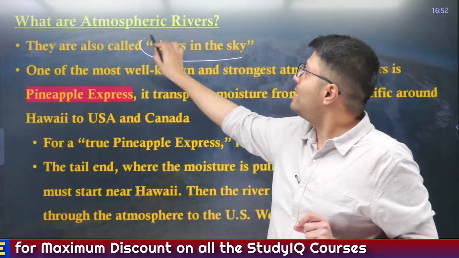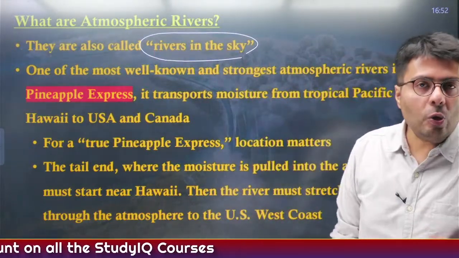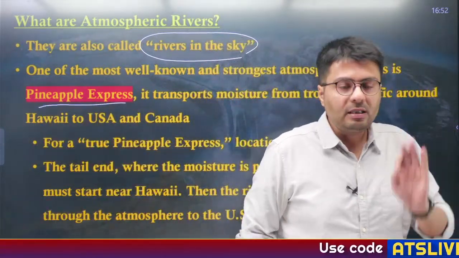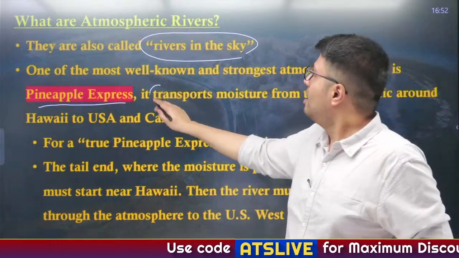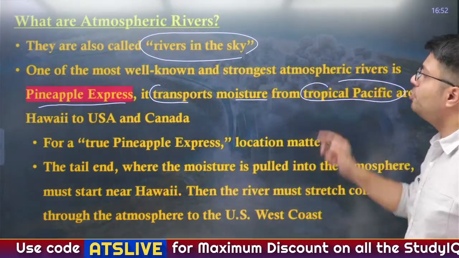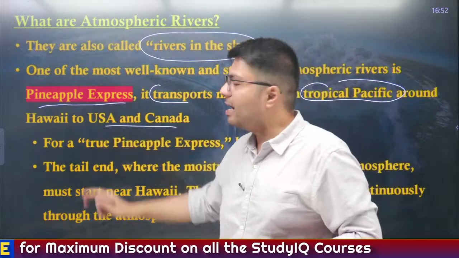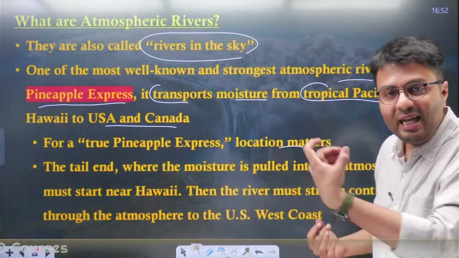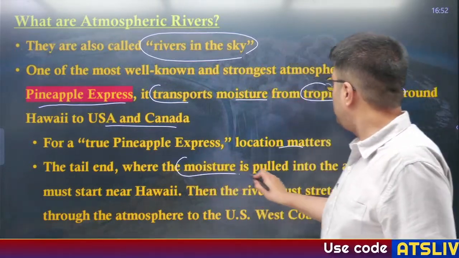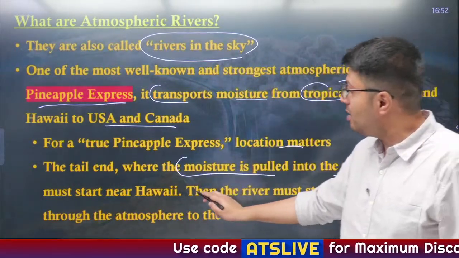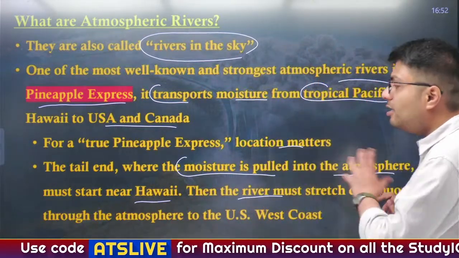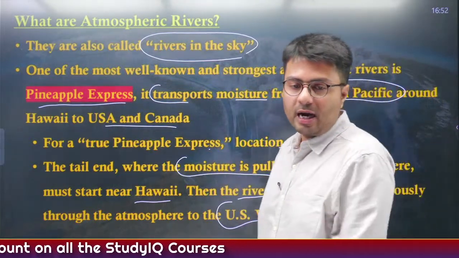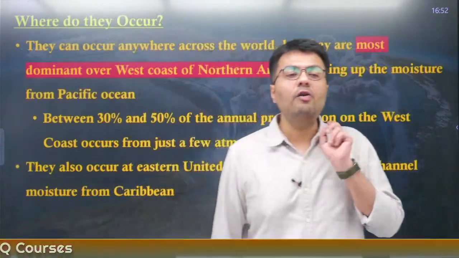Now these are also called rivers in the sky, and one of the most well-known atmospheric rivers that happens on the coast of the US is known as Pineapple Express. It is the atmospheric river that transports moisture from the tropical Pacific Ocean around Hawaii to the US and Canada. And for a true Pineapple Express to happen, the location becomes very important, because the tail end of that atmospheric river, that is moisture, should be pulled into the atmosphere, and this must start near Hawaii, and then this river must stretch continuously throughout the atmosphere to the US western coast. So this is called Pineapple Express. Understand? So what is Pineapple Express? It is a kind of atmospheric river.